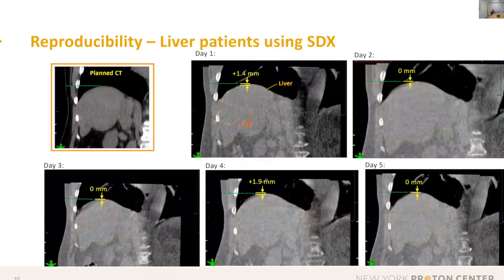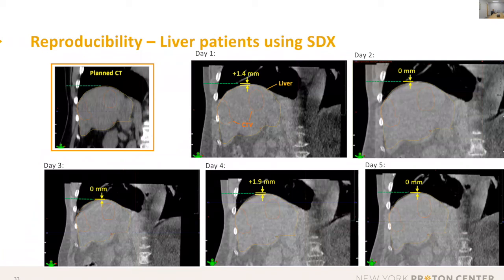Here we show you a planning CT for a liver case that has the 2 targets indicated there, and for a 5-day treatment, you can see the reproducibility. And often we see it is very good. Not saying it's not possible to have a large deviation.